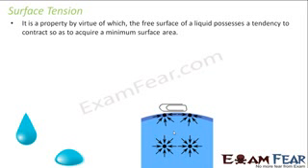So what is surface tension? Surface tension is nothing but a property of liquids by virtue of which the free surface of a liquid possesses a tendency to contract so as to acquire minimum surface area. I'll repeat once again. It's the property of a liquid by virtue of which it tends to contract to acquire minimum surface area.